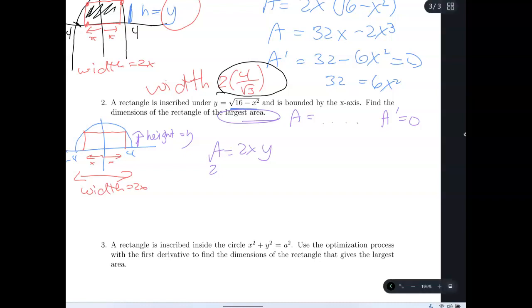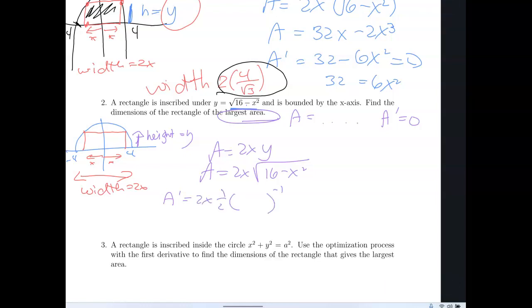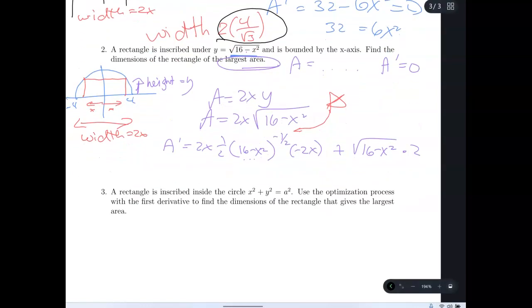So area is 2x, and then the y is this. Ooh, this is going to be a more challenging derivative. So for sure we have to do product rule. So first, d second. Okay, so this right here is an easy thing to forget. Don't forget that, right? So 16 minus x squared, and then times the derivative of the inside, right? Plus second d first.